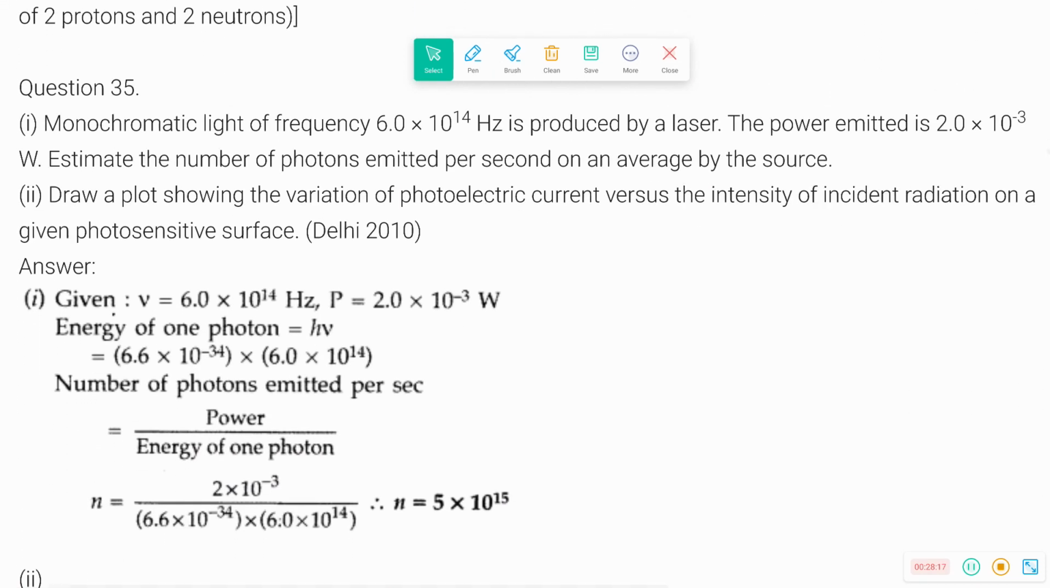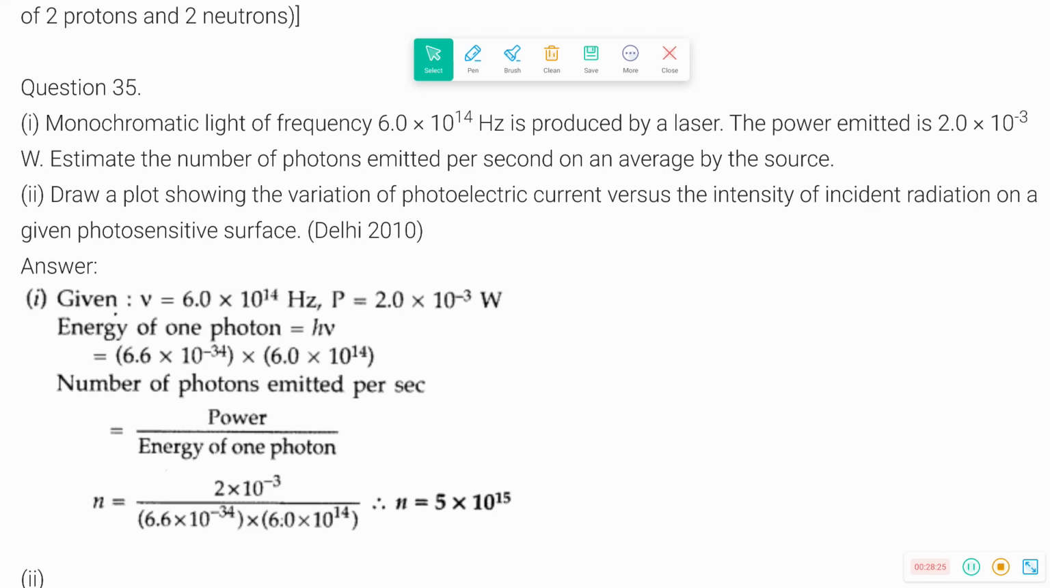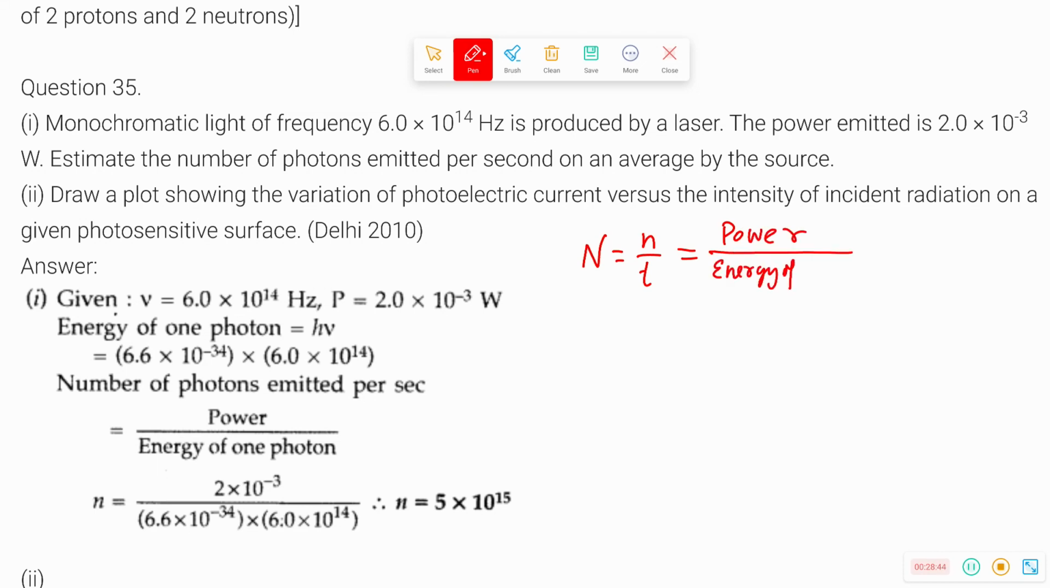Now a monochromatic light frequency is given, and the power emitted. Estimate the number of photons emitted per second on an average by the source. Okay, the formula is already given to you. Number of photons n by t equals power by energy of each photon. Remember this formula. Each photon means one photon. So n equals p by h nu.